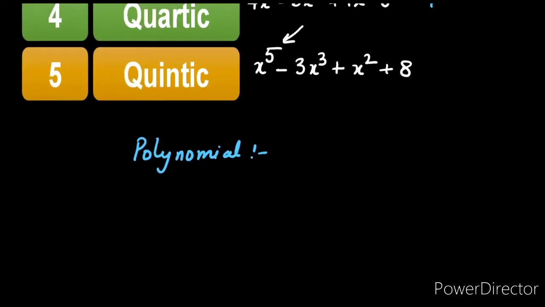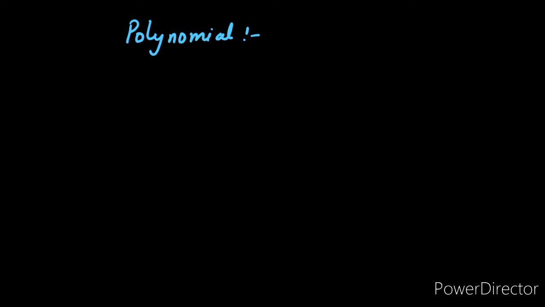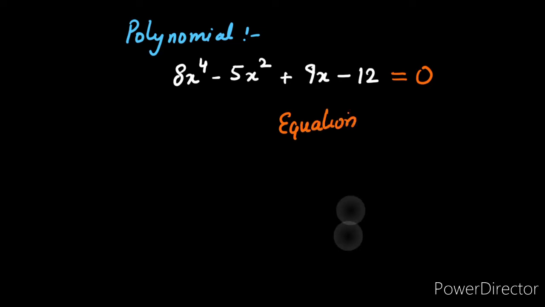Okay, now let me tell you the difference between a polynomial and an equation. Polynomial means what? Let me write one. Let us write like this: 8x raised to 4 minus 5x square plus 9x minus 20. Let's say this is a polynomial. Okay, the moment I add equals to 0, this becomes your equation. So keep that in mind. The moment you add this part, LHS and RHS, it becomes an equation. If it is not there, it is a polynomial. Keep that difference in your mind.